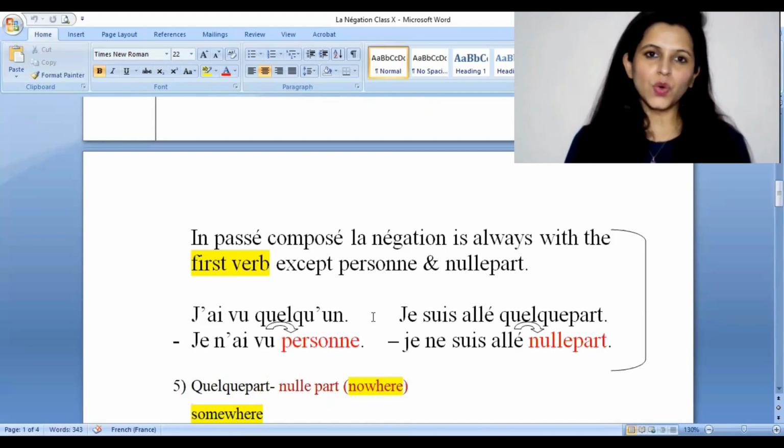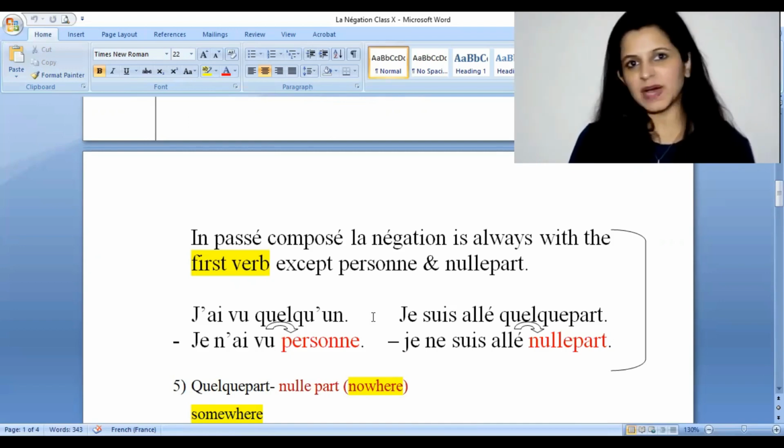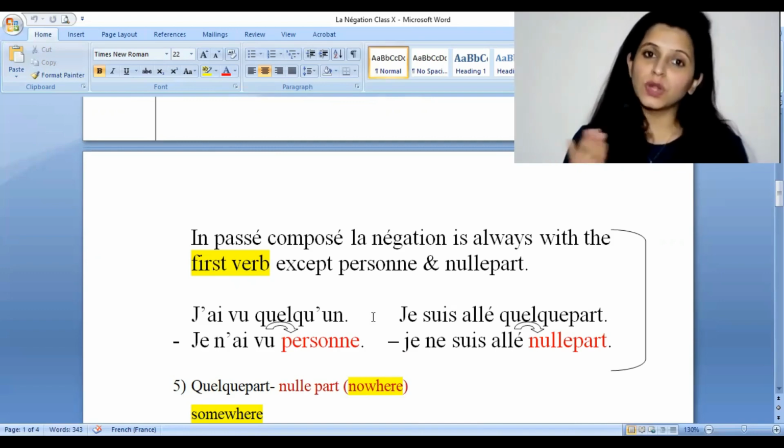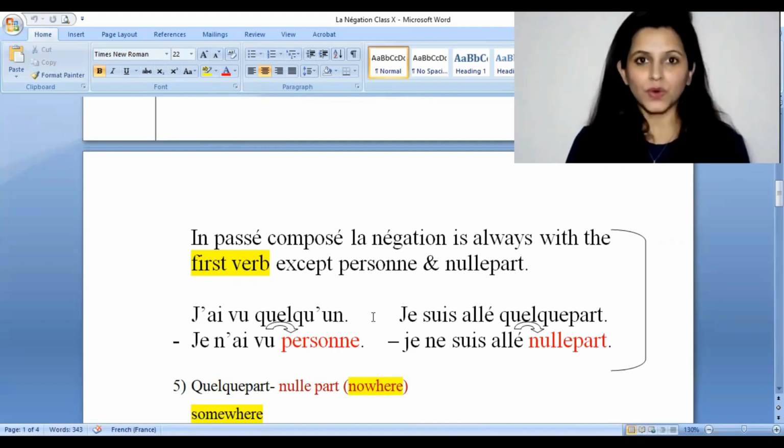You can see a note here. What happens in past tense with these expressions? The past tense with negative expressions will always be with the first verb. In past tense, there are always two verbs. The first one is auxiliary, être or avoir, and the past participle. So negative is always with the first one. All right, except two negative expressions, which are personne and nulle part. So I've given the examples on the screen. You can keep noting down the important points.